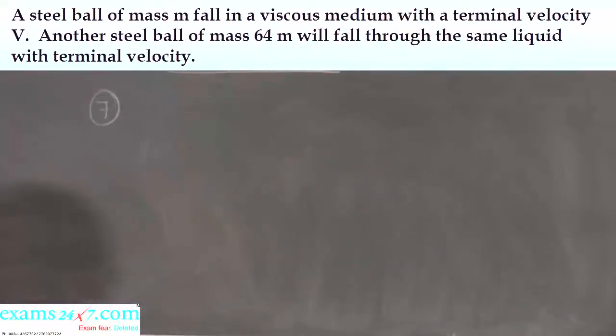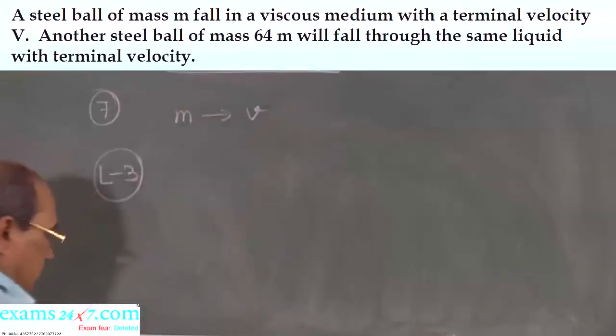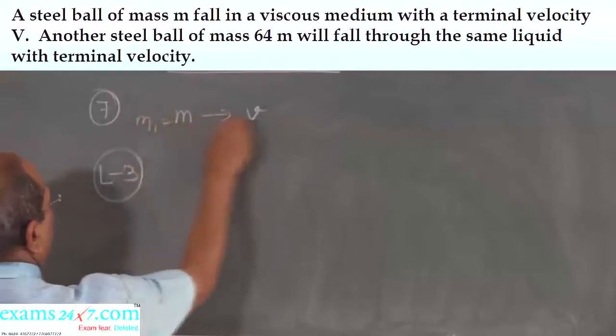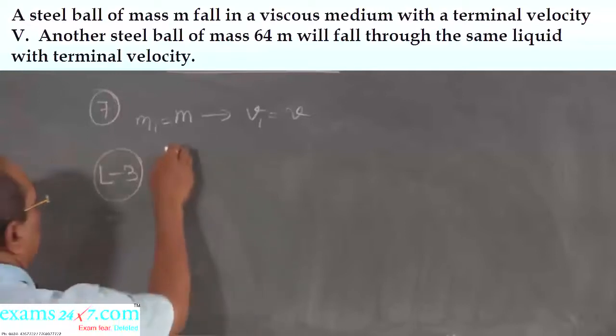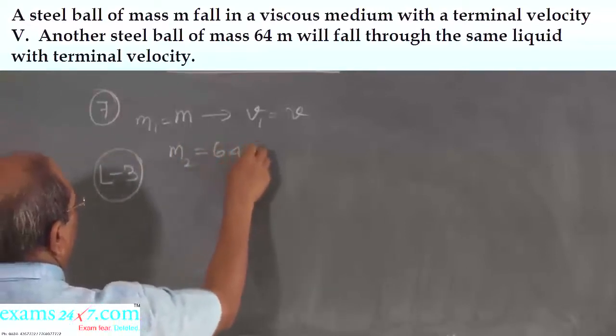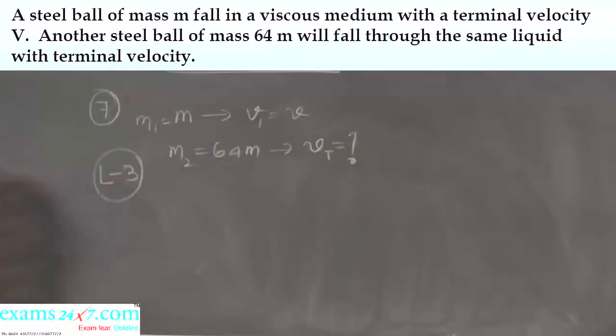A steel ball of mass m falls in a viscous medium with a terminal velocity v. Another steel ball of mass 64 m will fall through the same liquid with what terminal velocity? I say it is level 3 because you will come to know. When m1 is m, v1 is v. When the mass is 64 m, m2 is 64 m, what is the terminal velocity, in terms of v?